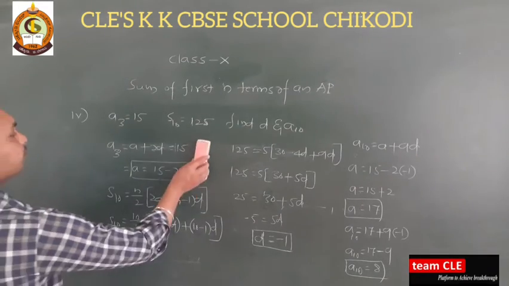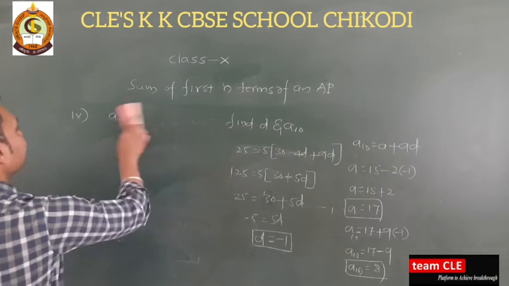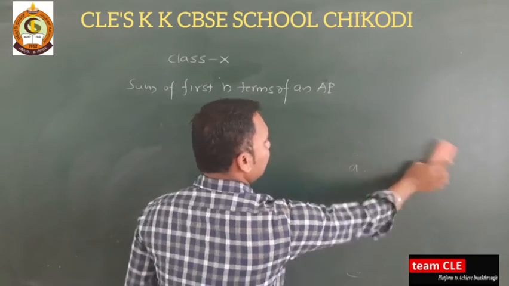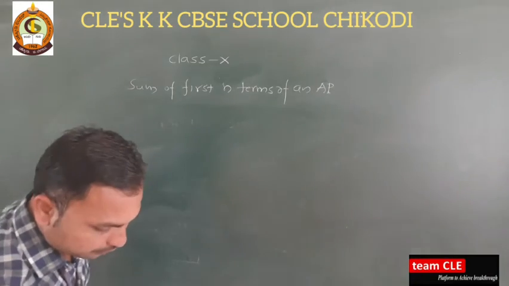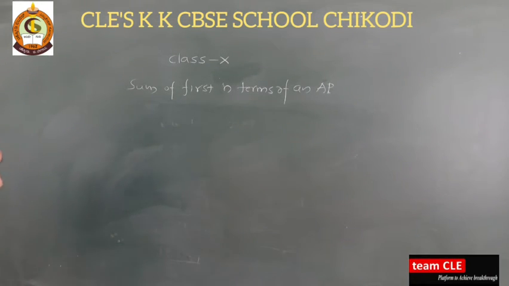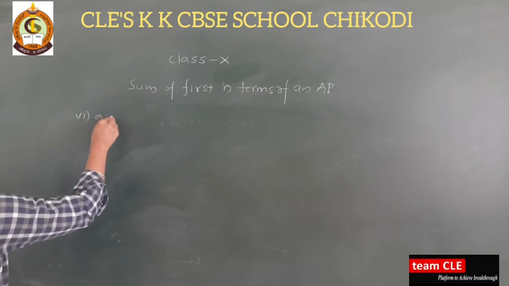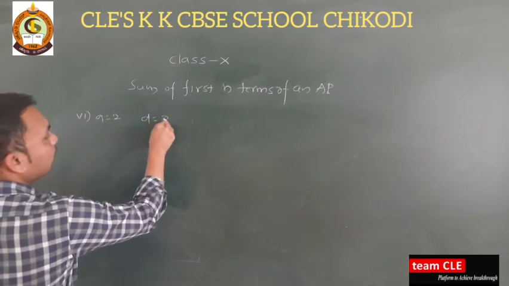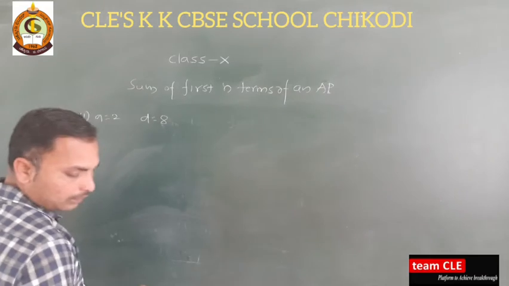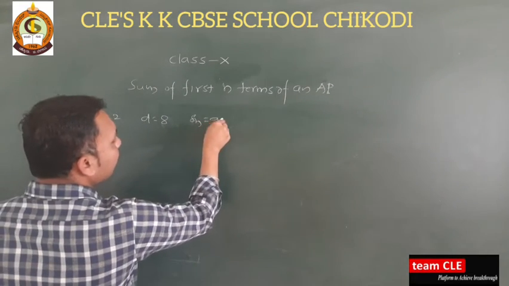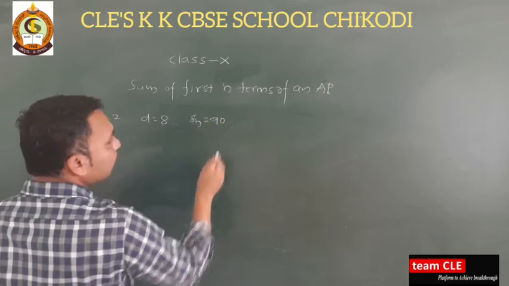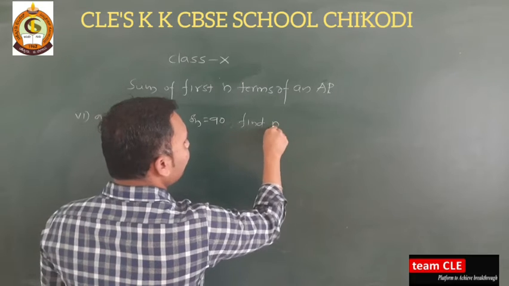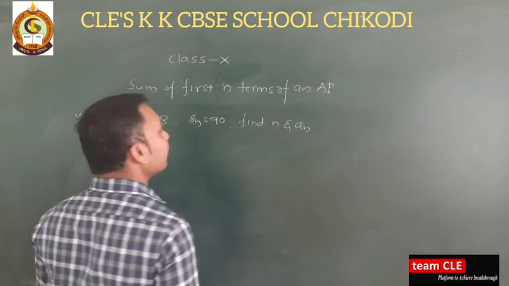Okay. Now, question number 6. Given a is equal to 2, d is equal to 8, Sn is equal to 90, find n and an.